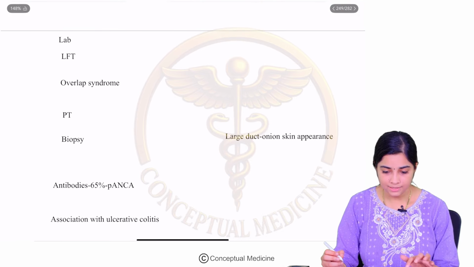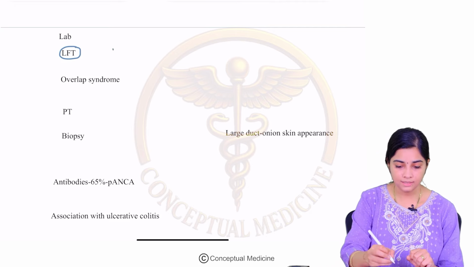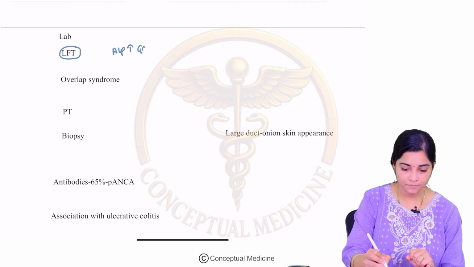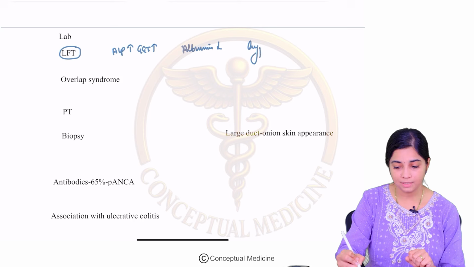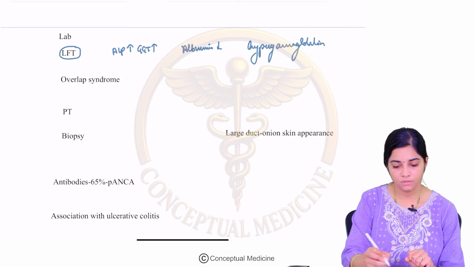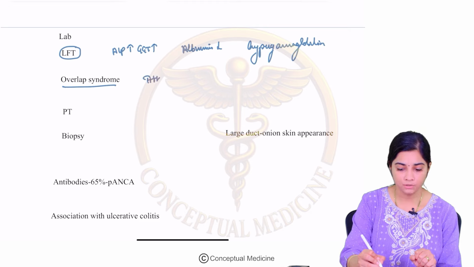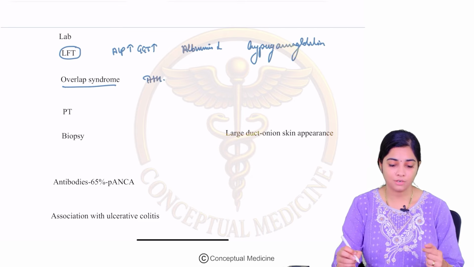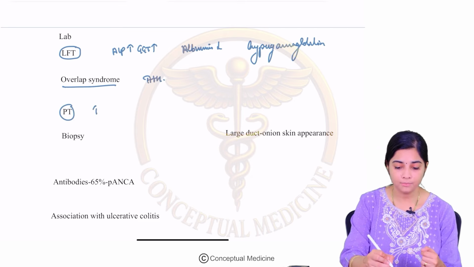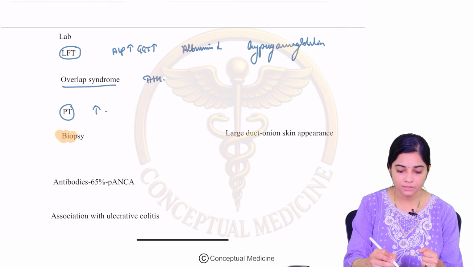Okay, fine. Now let us understand the lab features. The lab features in the LFT, again this is easy. You will have ALP-GGT high. You can have albumin low and hypergammaglobulinemia. Even in primary sclerosing cholangitis, you can have an overlap syndrome with autoimmune hepatitis. When this disease progresses and becomes a chronic liver disease, you can have coagulopathy where prothrombin will be elevated.